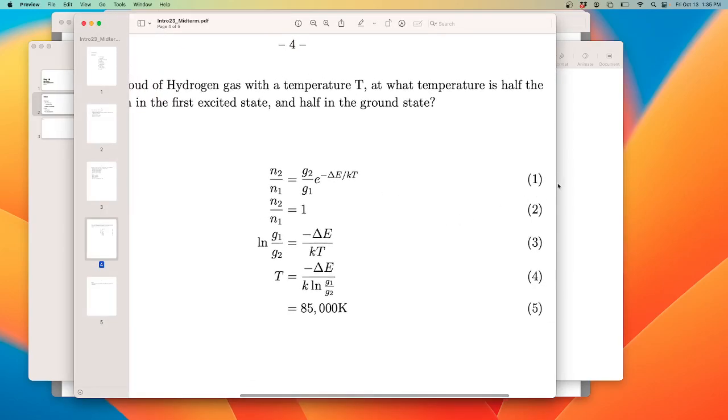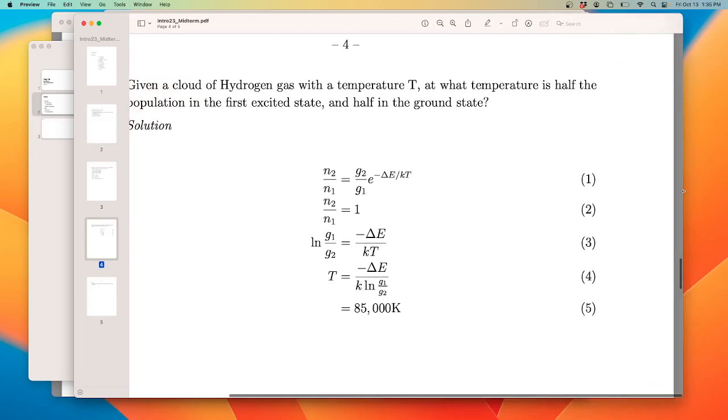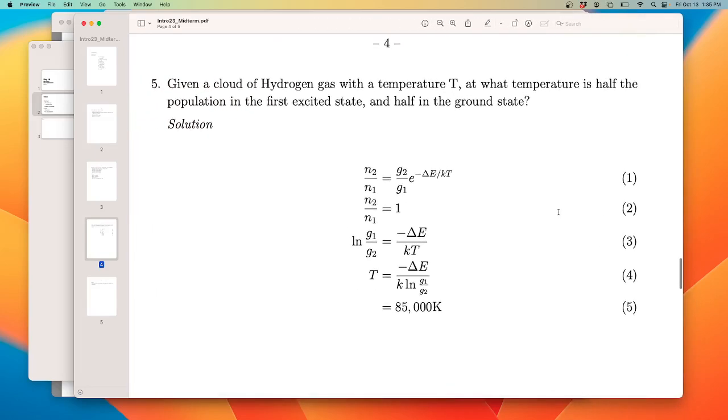So the third problem was about Boltzmann. Where'd my eraser go? Set it down. So the third one says we've got a cloud of hydrogen gas at a certain temperature T. At what temperature is half the population in the first excited state and half in the ground state? Every single one of you made the same mistake. Well, okay, half of you anyway. I only took off a point, so don't worry too much about it.